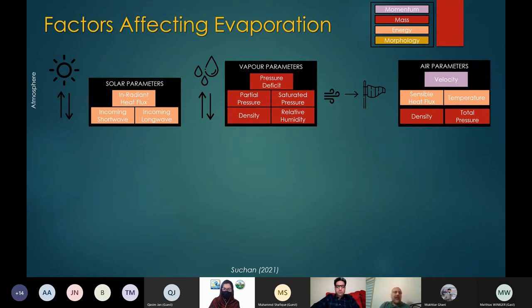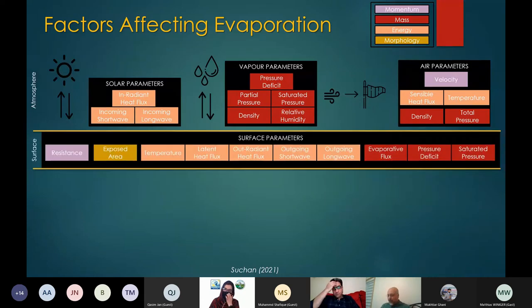And then on the left-hand side of your screen, you're seeing in the atmosphere, the main parameters are the solar ones. Solar parameters would deal with radiant energy, heat energy, primarily originating from the sun. And the vapor parameters are connected through the ideal gas law, and we assume that water vapor is an ideal gas. And then the air parameters include velocity and sensible heat, energy and total pressure and all that kind of stuff. At the surface, there are so many parameters.